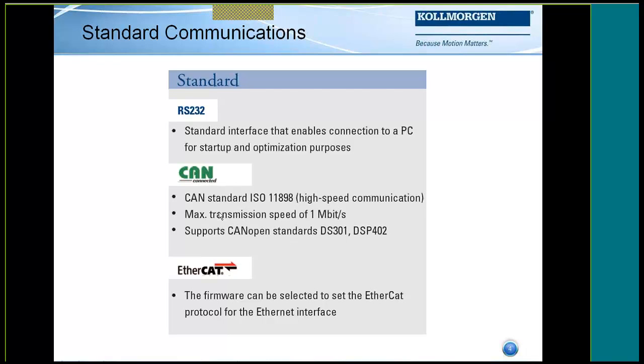The options for communication: we do have a built-in CAN chip that's in the S700. It is a high-speed communication style, with a maximum transmission speed of 1 megabit per second, and it supports CANopen standards DS301 and DSP402. The drive can also be configured for standard communications with EtherCAT and use the EtherCAT protocol.